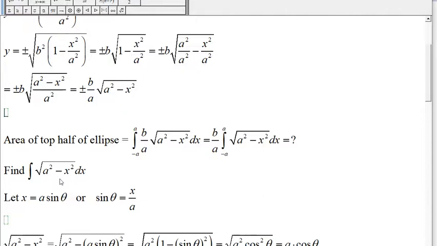Recall that to use trigonometric substitution, if we have an integral of the form a squared minus x squared, then the suggestion is to let x be a sine of theta. If we let x be a sine of theta, then dividing both sides by a, we get sine of theta equal to x over a. And then from here, we also have a sine inverse.